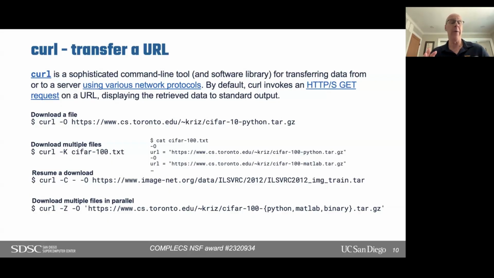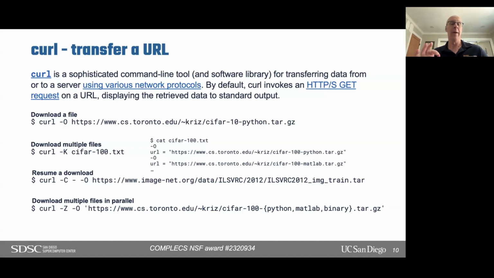Like wget, curl allows you to resume a download. Here I use the -C flag, and I believe, yeah, for wget it was a -c. And then finally, I can download multiple files in parallel using the -Z flag.